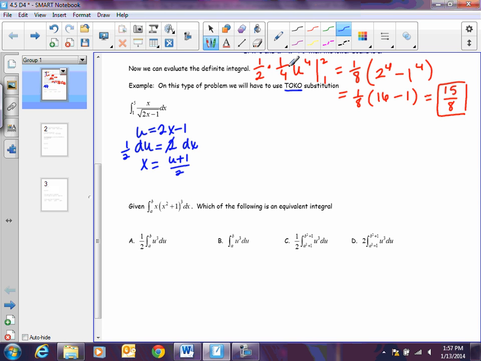Okay, now let's change the bounds. First of all, the upper bound was 5, and this is an x value. We need to change it to a u value by plugging in 5 right here. So twice 5 minus 1, 9. And then the 1 is going to change into, what's 2 times 1 minus 1? So 1. So this number didn't actually change. There's a whole variety of things that could actually happen here. Just follow the numbers and take what you got.